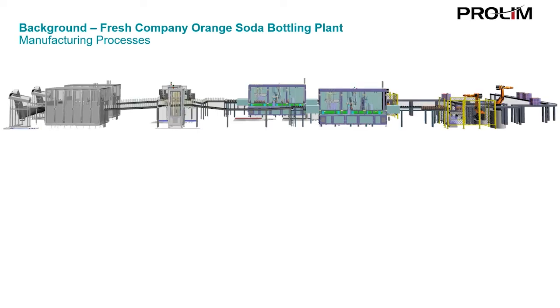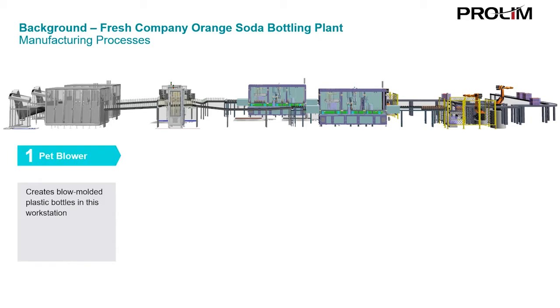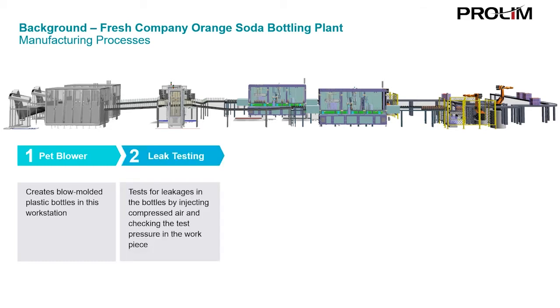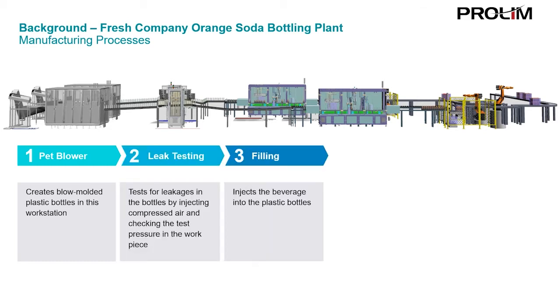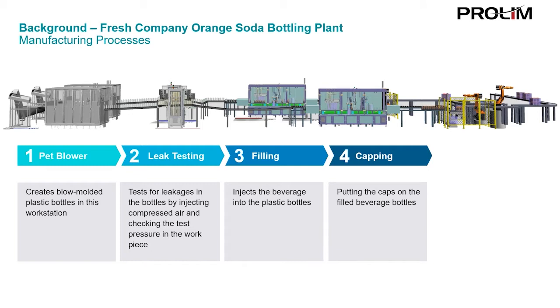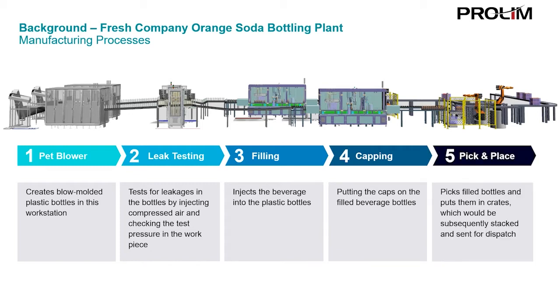The storyline is about a soda producer that has different lines consisting of the same machines. It starts with a PET blowing process to produce the bottles. After the leak testing step, the bottles are filled with soda and capped afterwards. A pick-and-place robot puts the bottles on the trays.